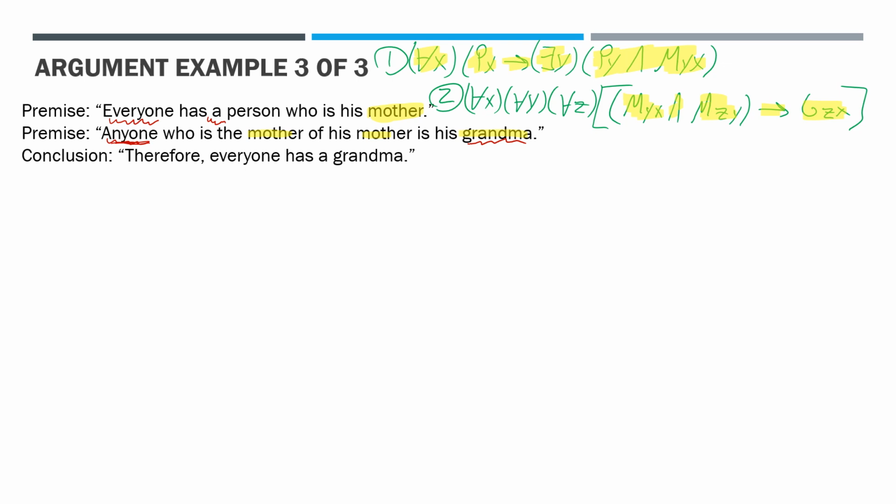Conclusion: therefore, everyone has a grandma. Once again, we have a universal affirmative proposition, but embedded within that, we have an existential quantifier. So therefore, for all x, if x is a person, then there exists some y such that y is the grandma of x.